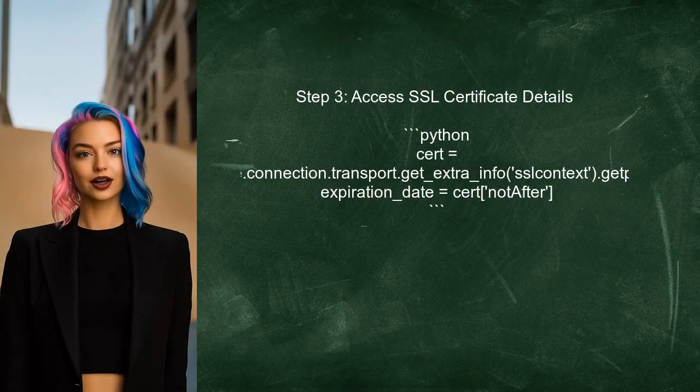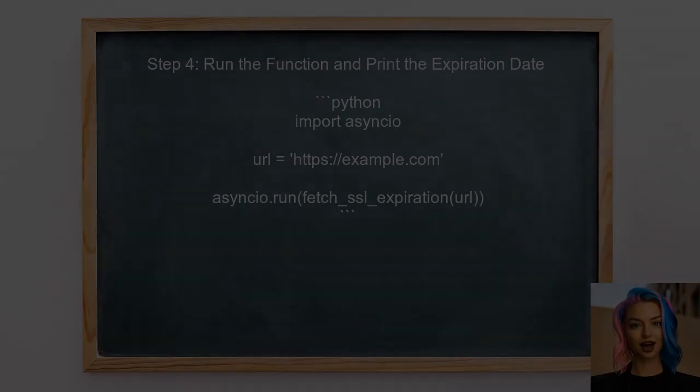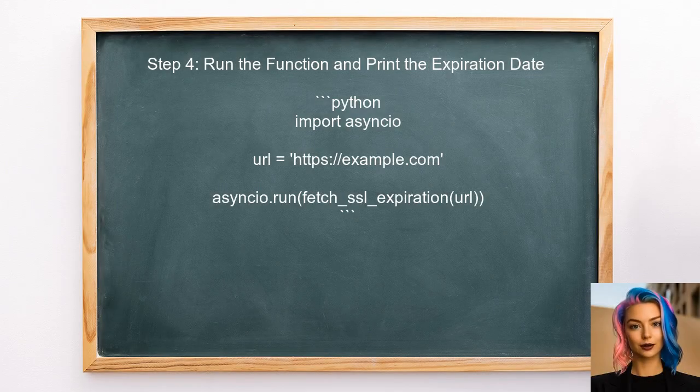Inside this function, the user should access the SSL context to retrieve the certificate details. This can be done by using the response object's connection information. Finally, the user can run the asynchronous function and print the expiration date of the SSL certificate. This will provide the necessary information directly in the console.